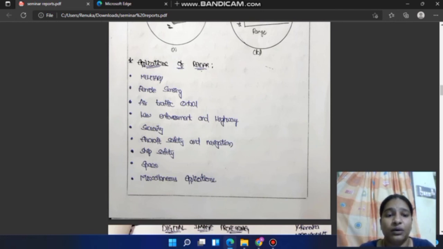Under military, we can know the position of a missile and react as per the position of the missile. In air traffic control, we can know about the weather conditions and the air traffic control of different airplanes in the place of airports. Law enforcement and highway, it is used to control the speed of the vehicles on the highway and so on. These are the applications of radar.